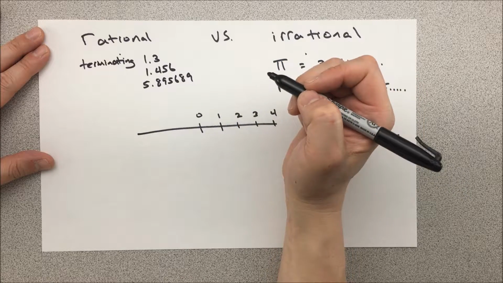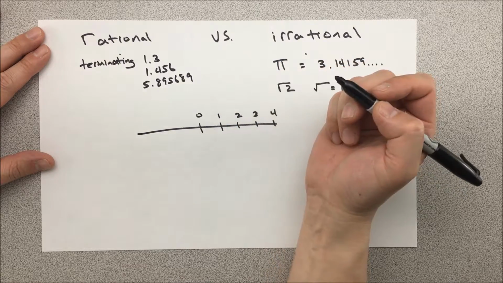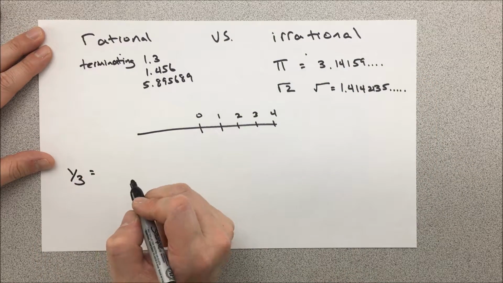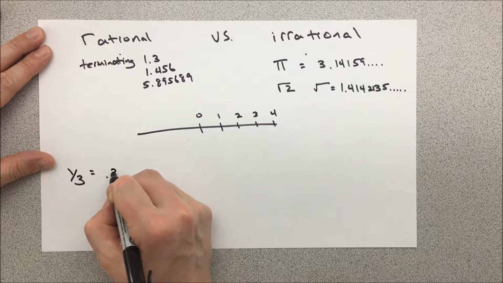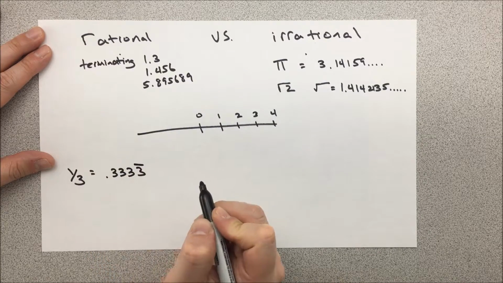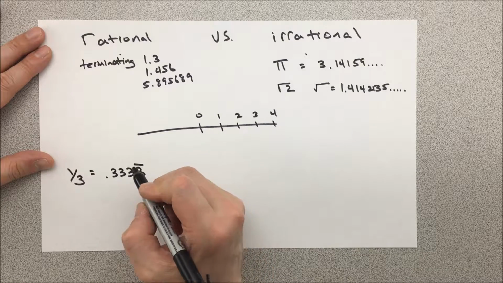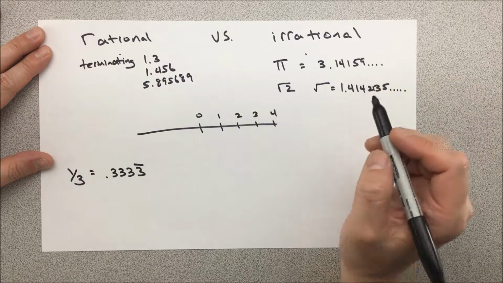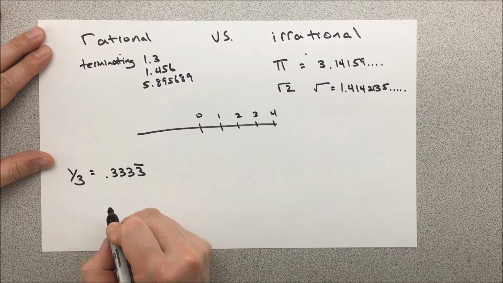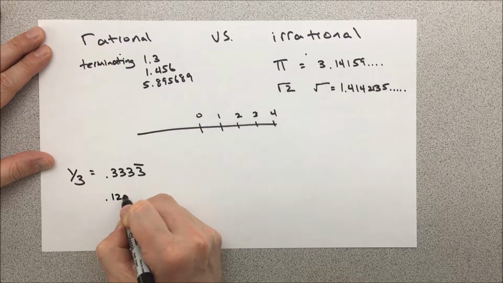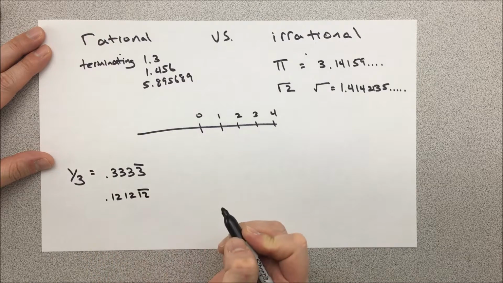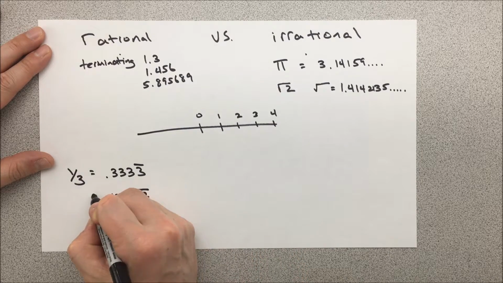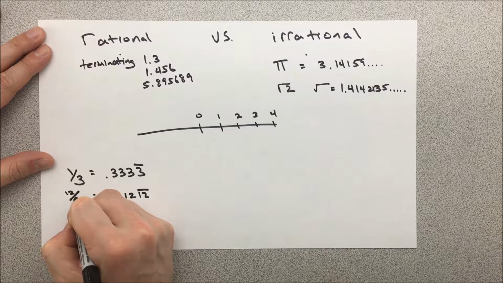Another characteristic of a rational number is a repeating decimal. So if you take 1 over 3 and convert it into a decimal, it is 0.3333 repeating. So a number like 1/3 is different from pi in that it has a repeating pattern. Even a number like 0.121212 repeating is a rational number, because in actuality this number is equal to 12 over 99.